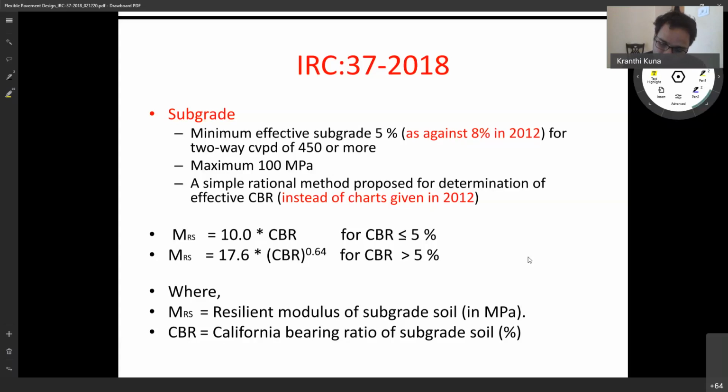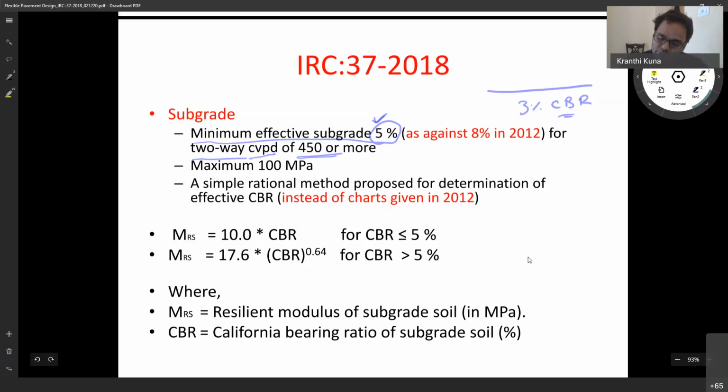Coming to the subgrade, a minimum effective CBR criterion is given, which has to be 5%, if your two-way commercial vehicles per day is more than 450. Then you have to have an effective CBR of 5%. For example, if you have an embankment or existing soil of say 3% CBR, I'm not discussing what CBR is, assuming you know what CBR is, but you have to have at least 5% CBR.